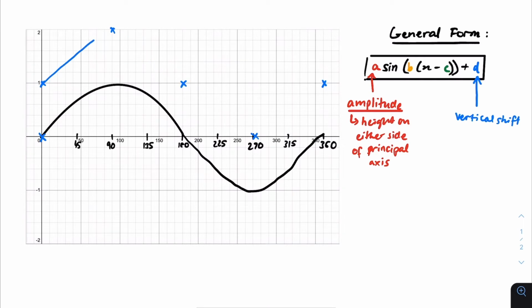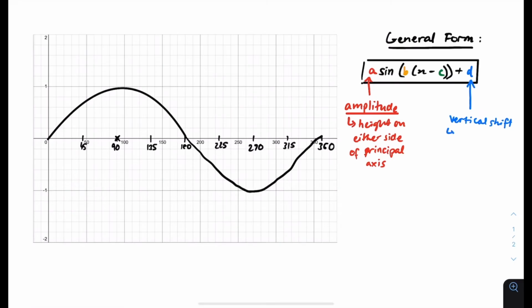Let me just draw that again. So very rough sketch, but that's approximately what sine x plus 1 would look like. So it's just a vertical shift in either direction. So if the d value is negative, the function moves down. If the d value is positive, it moves up by whatever value d is. So let's write that down. Shifts by d units up or down, so vertically.